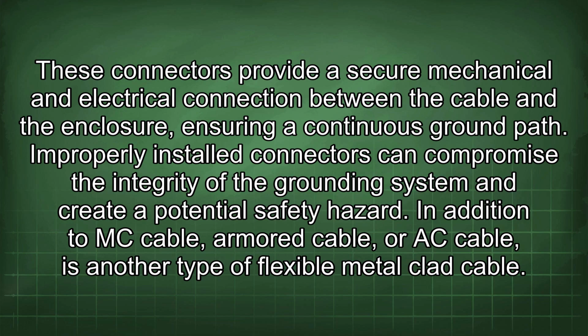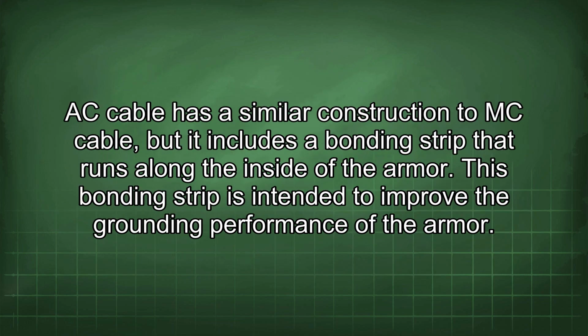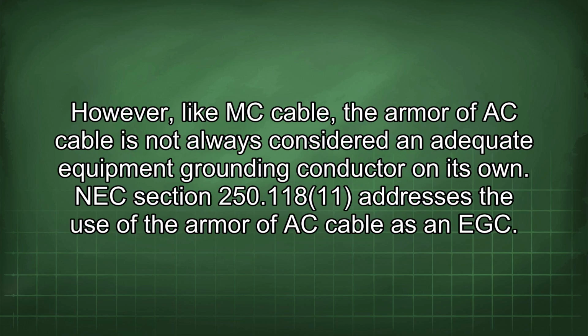In addition to MC cable, armored cable, or AC cable, is another type of flexible metal-clad cable. AC cable has a similar construction to MC cable, but it includes a bonding strip that runs along the inside of the armor. This bonding strip is intended to improve the grounding performance of the armor. However, like MC cable, the armor of AC cable is not always considered an adequate equipment grounding conductor on its own.